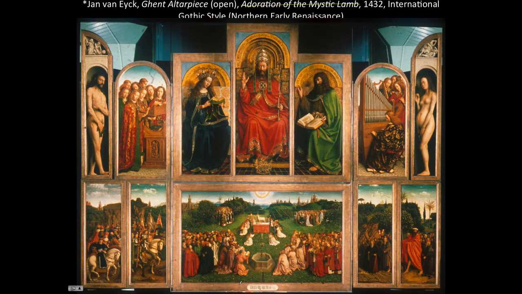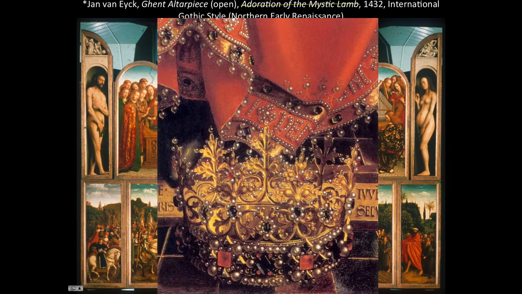Another reason why Jan van Eyck gets the reputation of being the first Northern early Renaissance painter is because of all the meticulous detail that we've seen in other International Gothic style paintings. Jan van Eyck is the best. He is the most superior. So we're going to look right now at a detail of this crown right here. Let's check it out. Wow.